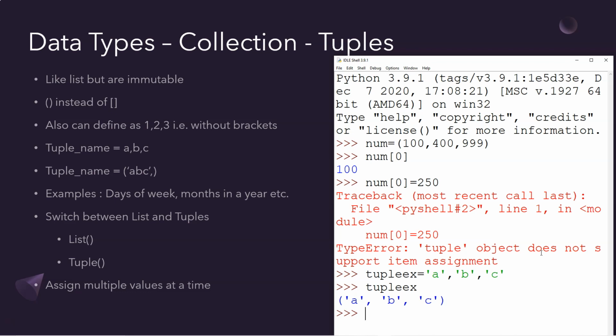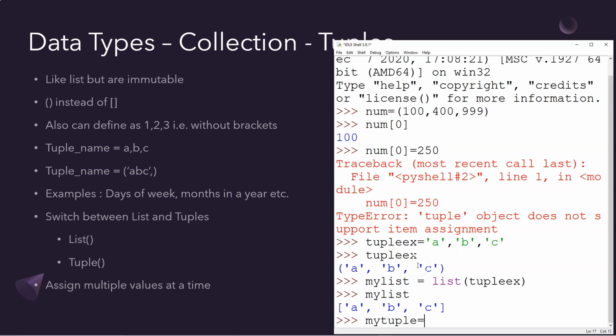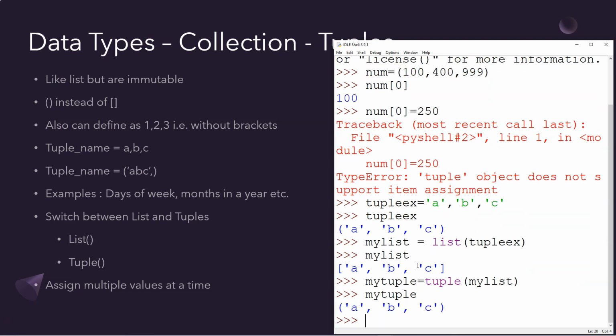For example, if I want to say my list is equal to list of tuple x, I'm passing tuple x into it and trying to convert that into a list. So now if I check the value in my list, it took the same value from the tuple, but it got converted into a list. If I say my tuple is equal to tuple of my list, this way I can convert my list into a tuple. So my tuple now will have those values. So those kinds of conversion are possible.